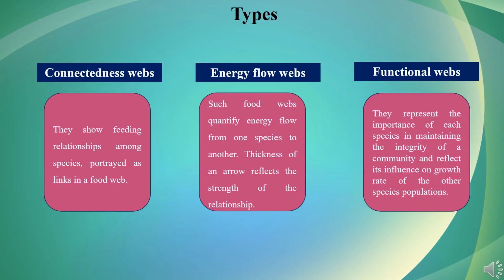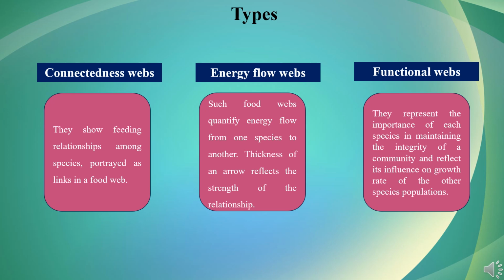Then coming to its types, food webs describe the relationships, links or connections among species in an ecosystem, but the relationships vary in their importance to energy flow and dynamics of species populations. Based on different ways in which species influence one another, Robert Paine proposed 3 types of food webs, best explained in this slide.